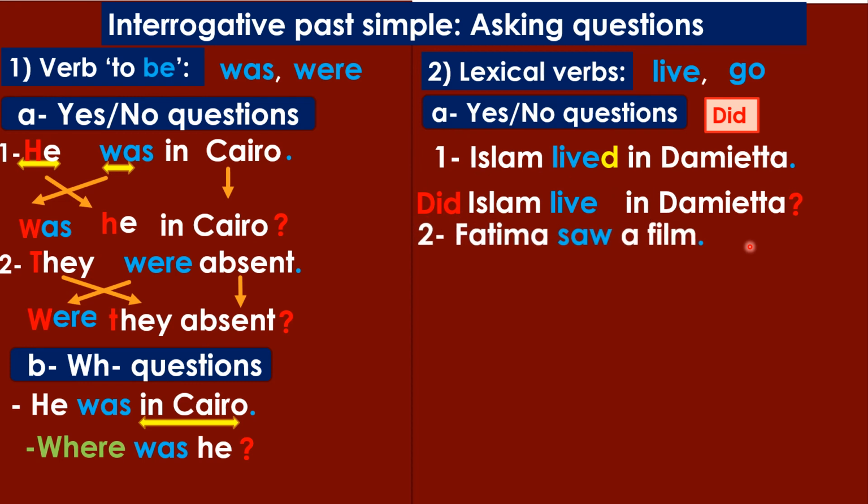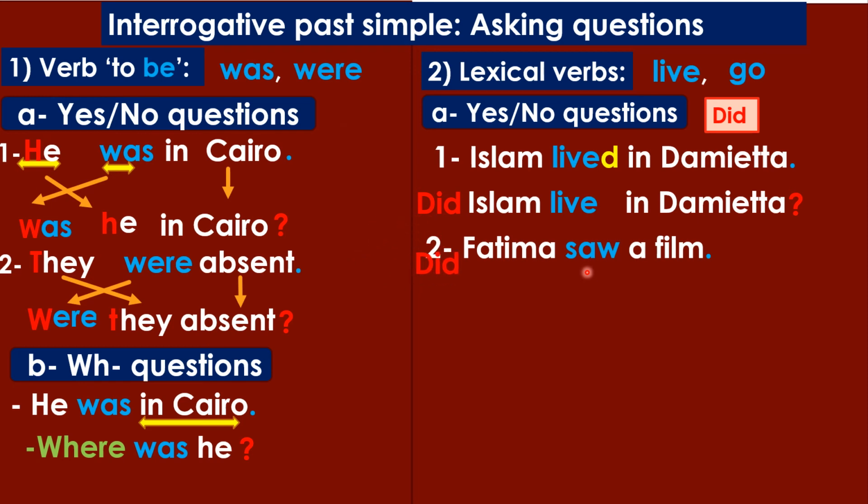Okay. Let's have another example in which we have an irregular verb. خلونا كده نشوف مثال تاني في فعل غير قياسي فعل الشاذ because live is a regular verb. طبعا live فعل قياسي. So let's have a look at this sentence. Fatma saw a film. Okay. Fatma is my little daughter. My youngest daughter, actually. Fatma saw a film, and saw, as I said, is an irregular verb, فعل شاذ. So what we're going to do is the following.